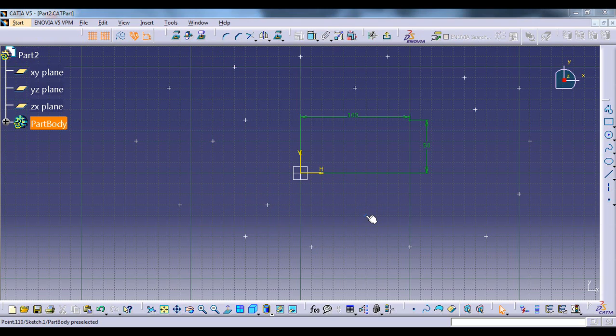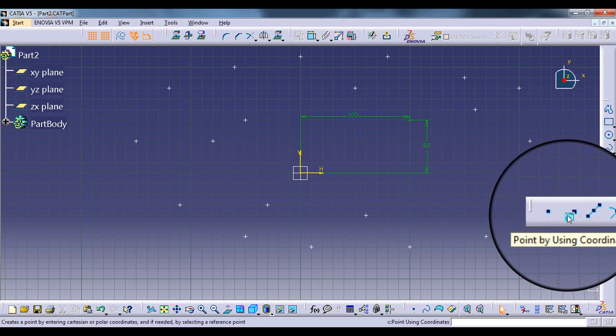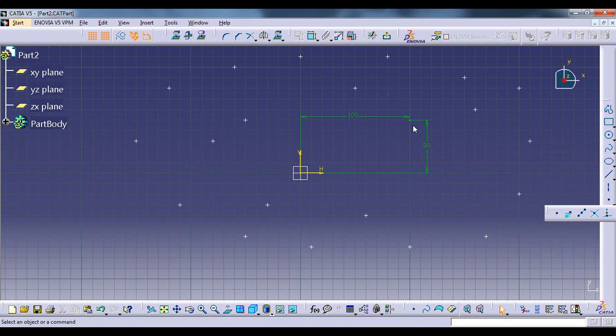We can also plot a point whose coordinates are known to us. If we know the coordinates of any point, we can plot that point directly on this interface. This can be done by selecting this command, that is point by using coordinates. If we look at this point, the coordinates of this point will be 100, 50. This is because its distance in the horizontal direction is 100 mm while the distance in the vertical direction is 50 mm. That is why the coordinates of this point come out to be 100, 50.